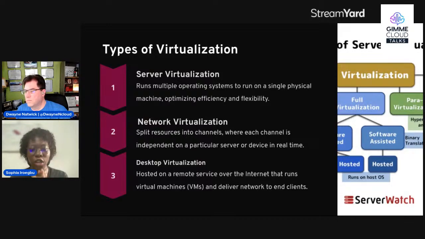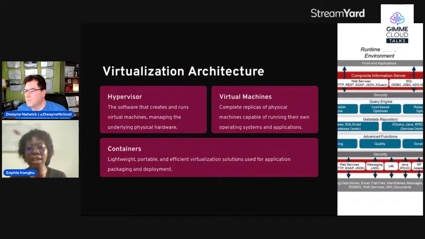So desktop virtualization is when you have a virtual version of your laptop but on the cloud. So it's where you get to run virtual machines and you get to deliver network from one client to another client. Next, let's talk about the architecture involved in virtualization. So we have the hypervisor.